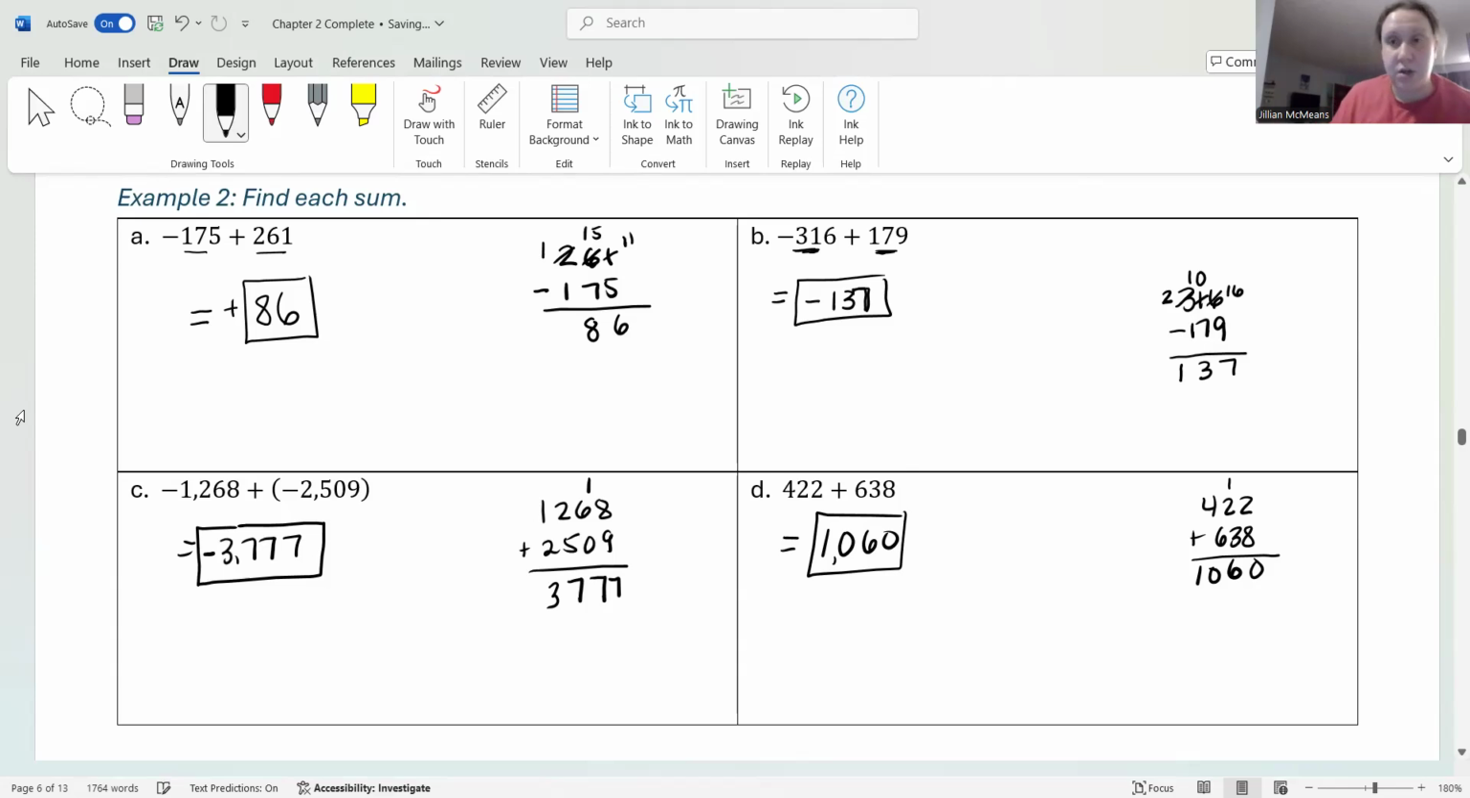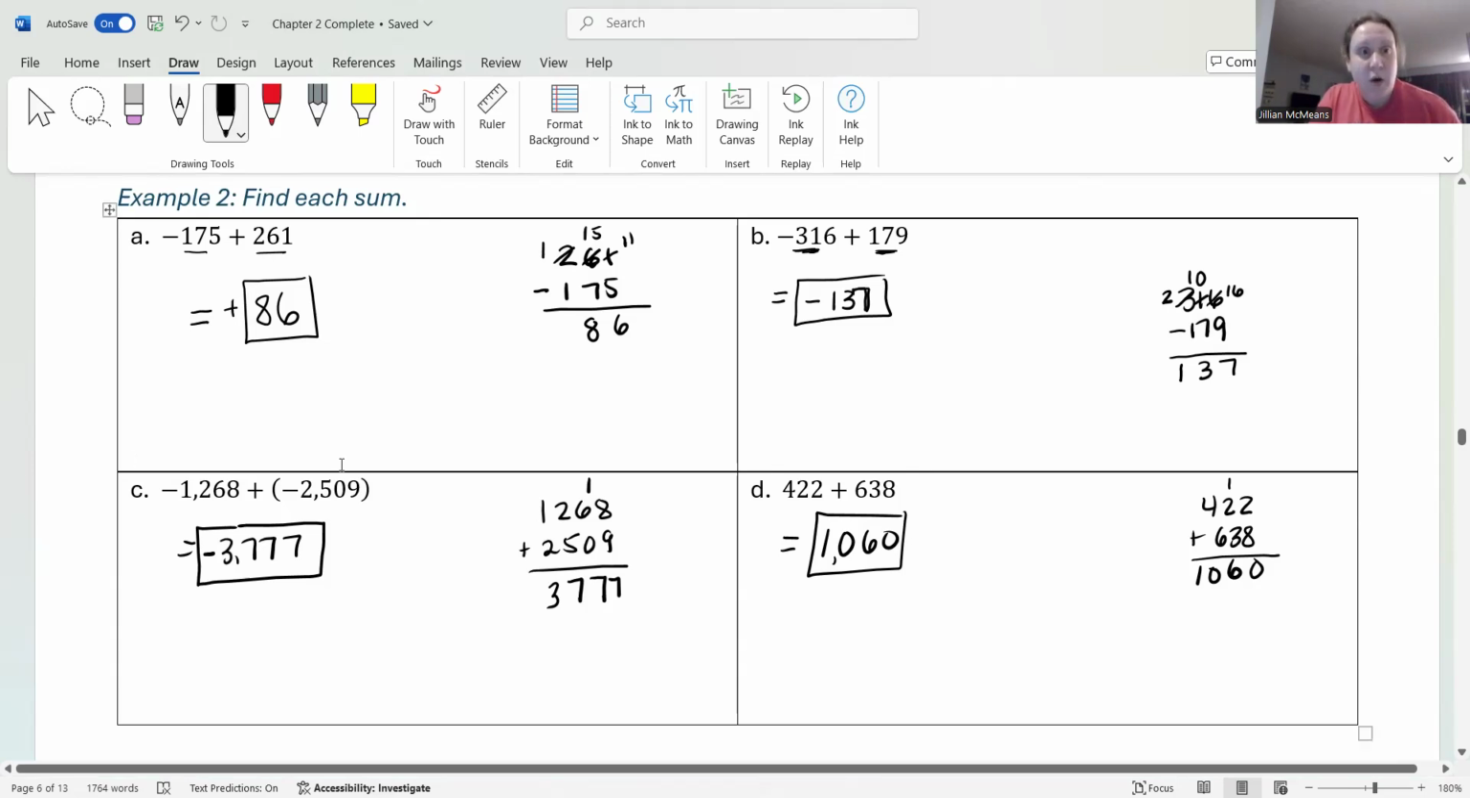That is adding integers. So again, if you're adding two numbers with the same sign, add, keep whatever the sign is. If you're adding two numbers with different signs, that's when you subtract and you figure out what did I have more of to begin with. That's going to remain the sign on your final answer.